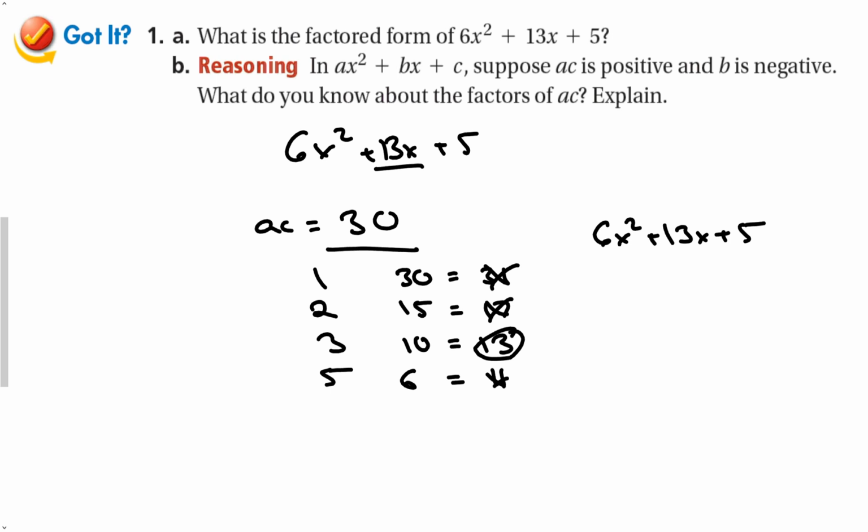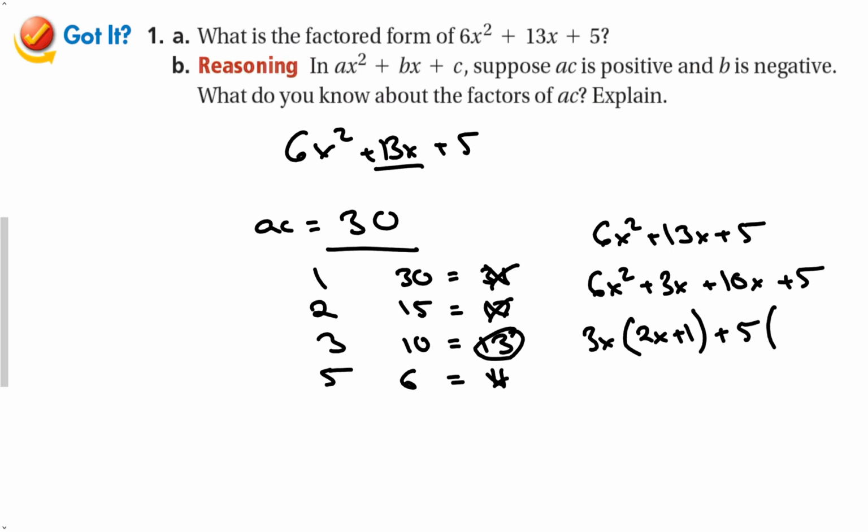I'm going to break the 13 into 3 and 10. So 6x squared plus 3x plus 10x plus 5. And now I'm going to factor by grouping each of the first two terms and each of the second two terms. In the first two terms, they have a 3x in common. So that leaves me with 2x plus 1. These two terms have a 5 in common, and that leaves me with 2x plus 1. Both of these terms are the same. That is what I want.